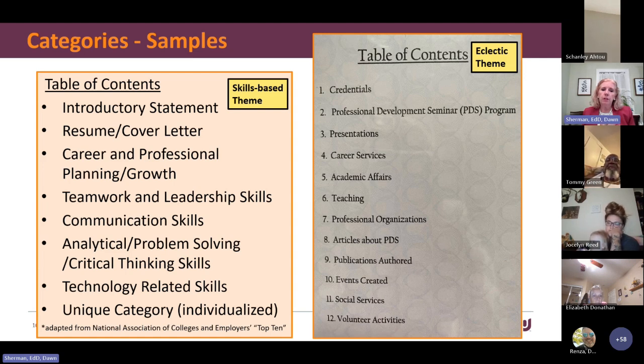We asked the students to write an introductory statement, their resume, and put in a career section: what are they learning in their classes, their internships, and so forth, and then all of these skills employers were looking for. And again, we required them to do a unique category. What is special about you? Recruiters are looking for how you stand out, because you're an individual and there's something cool about you. So don't forget to put that into your portfolio.